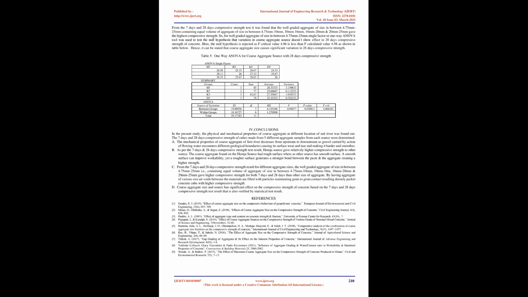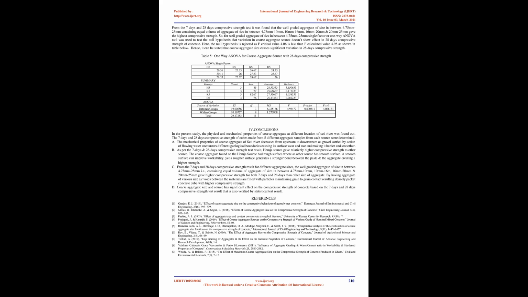and smoother. As per the 7 days and 28 days compressive strength test results, Hemja source gave relatively higher compressive strength than other sources. The coarse aggregate found at the Hemja source had a rough surface whereas other sources have a smooth surface. A smooth surface can improve workability, yet a rougher surface generates a stronger bond between the paste and the aggregate, creating a higher strength.